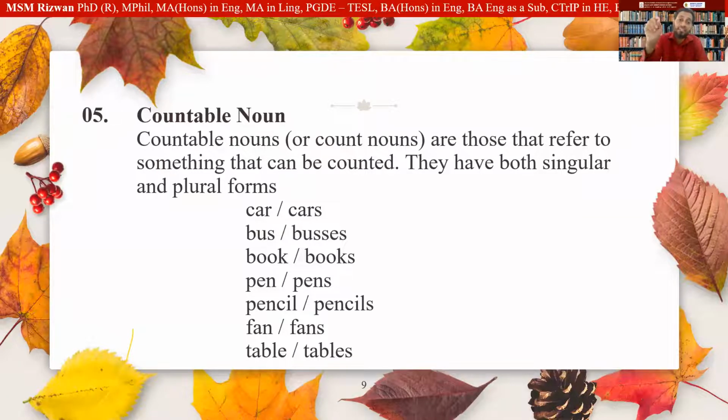They are the words that refer to something that can be counted. Only nouns which could be counted can be called as countable nouns or as count nouns. They have both singular as well as the plural forms. Now, when you look at pen, singular form is pen as well as pens. That is the plural form. So these nouns, they usually have both the forms, singular as well as plural form. So I have given you some samples here.